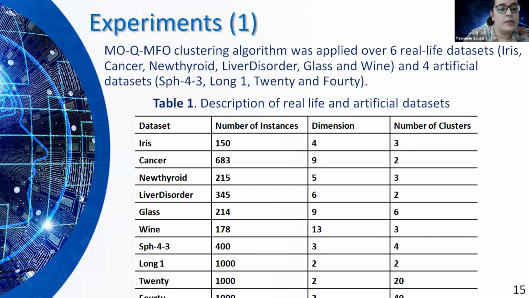MOQMFO was applied over 6 real-life datasets, including iris, cancer, new thyroid, liver disorders, glass, and wine, and 4 artificial datasets, SPH 43, long 1, 20, and 40. The number of instances, dimension D, and number of clusters K of each dataset are defined in table 1.